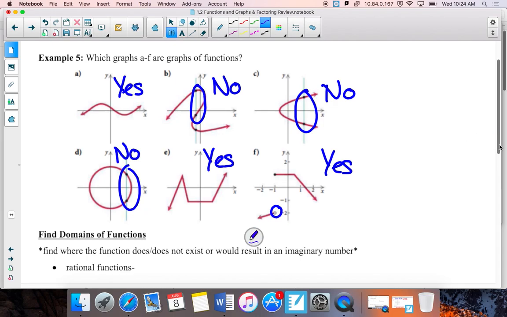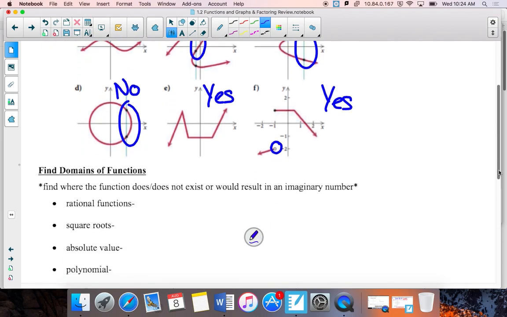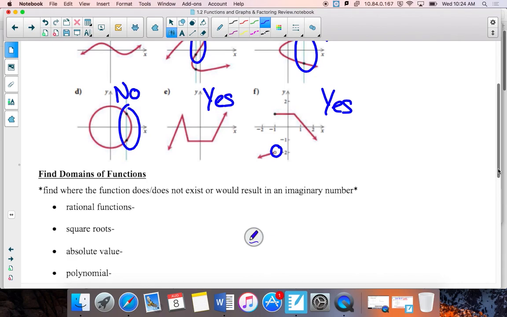And then we will finish up talking about domain and how to find domain in class.